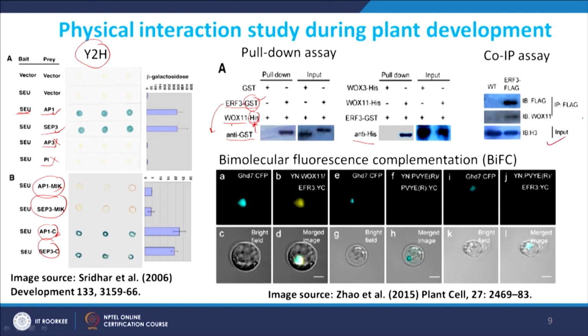Another way of doing protein-protein interaction is co-IP, co-immunoprecipitation. This you can do in vivo. So, you can basically make a transgenic plant where you already have a tagged protein, for example, this is a flag tag. So, you can tag your protein with any tag, and then you can use an antibody against the tag, and you can do the pull down from the total extract from the plant, and then detect or do immunoblotting with the other gene for which you want to show the interaction.